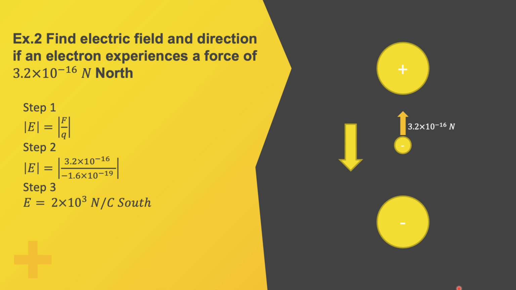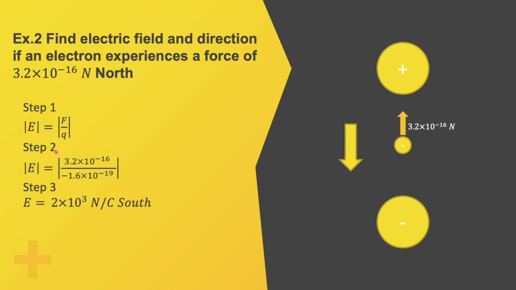Remember, electric field has nothing to do with test charge. It's all dependent upon its source charges. Now that we know its direction, we can begin looking at its magnitude. So, step 1 is to look at the information we're given, and due to us being given force, we're going to use E equals F over Q as our equation.